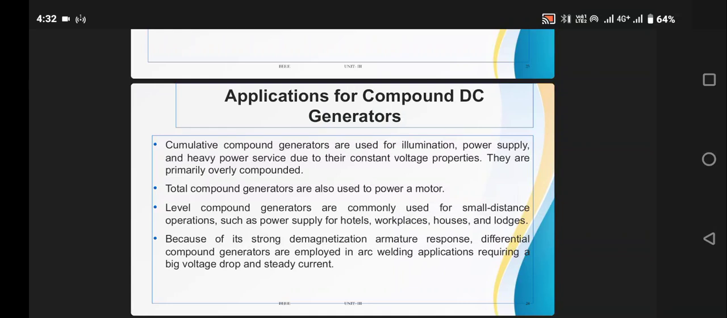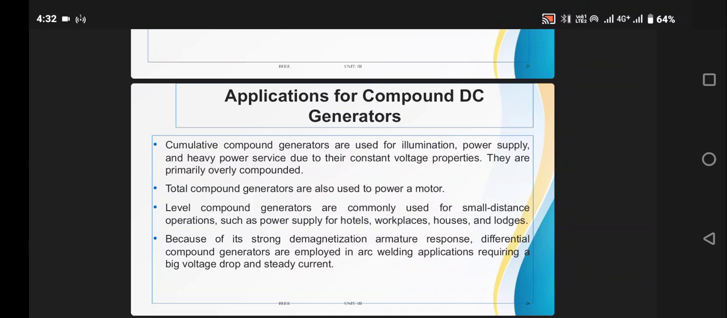Applications of compound DC generators. Cumulative compound generators are used for illumination, power supply, and heavy power service due to their constant voltage properties. They are primarily over compound. Over compound generators are also used to power a motor. Level compound generators are commonly used for short distance operations such as power supply for hotels, workplaces, houses, and lodges.